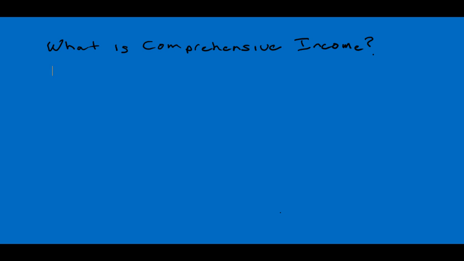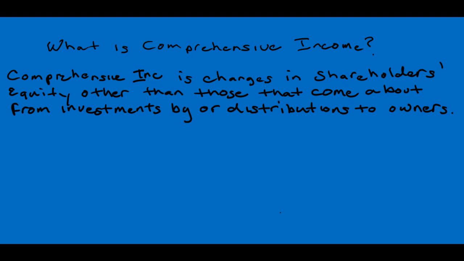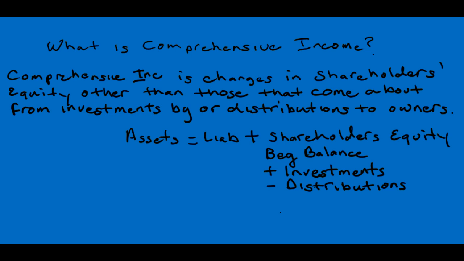If you're like most students, this is kind of a confusing and somewhat abstract notion at this point, and I hope to move us forward on that today in our discussion. Comprehensive income is changes in shareholders' equity other than those that come about from investment by owners or distributions to owners. So it's any change in shareholders' equity that does not come from those sources.